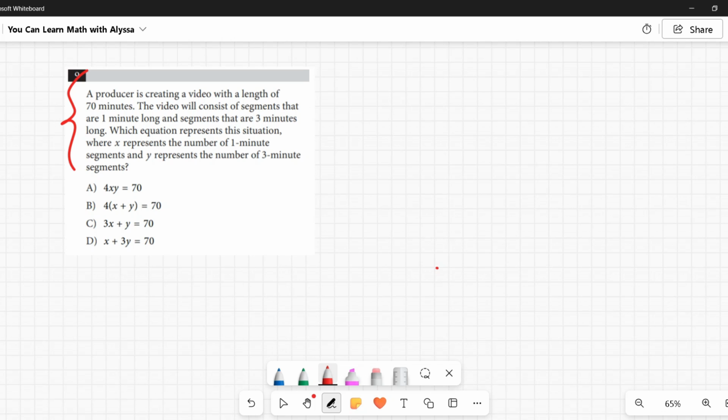real numbers. You might say, okay, in this one, we're talking about someone who's making a video and it's 70 minutes long. And it's going to have segments that are 1 minute long. And it's going to have segments that are 3 minutes long. How would I know what the total number of minutes would be? So let's put aside the 70. Let's just think in the abstract.